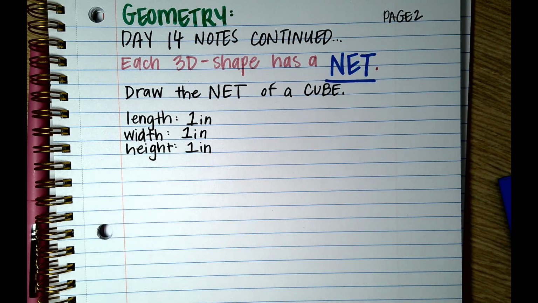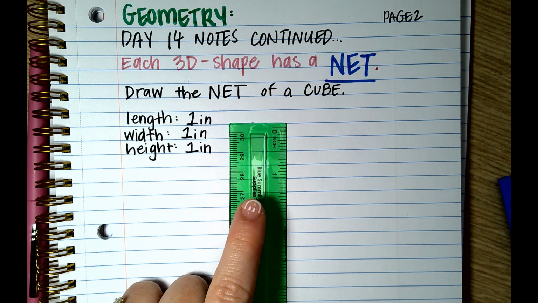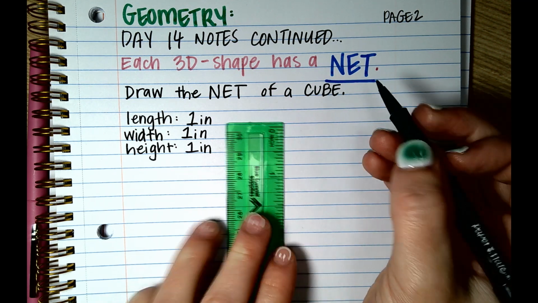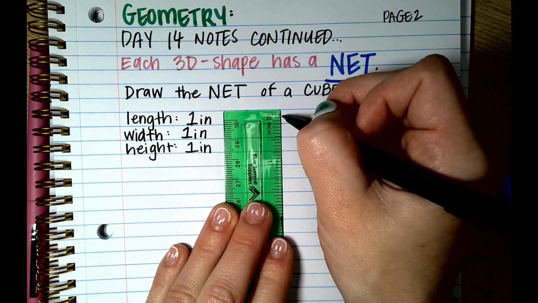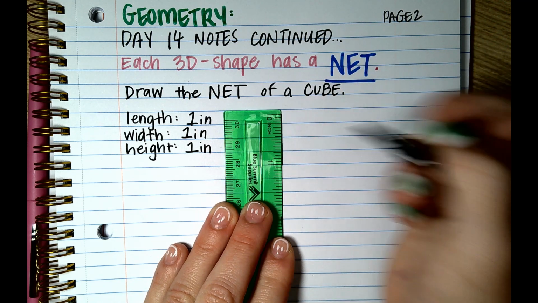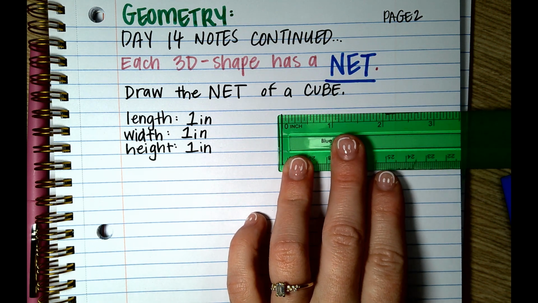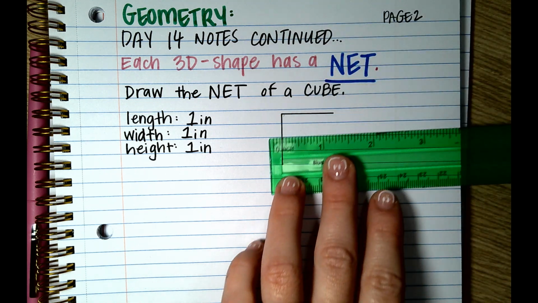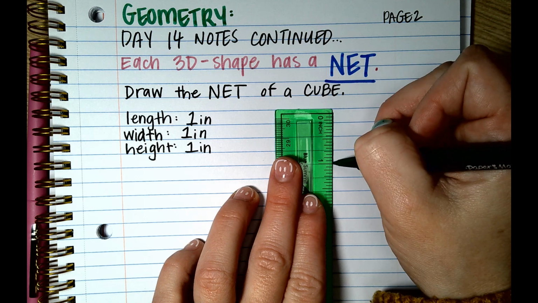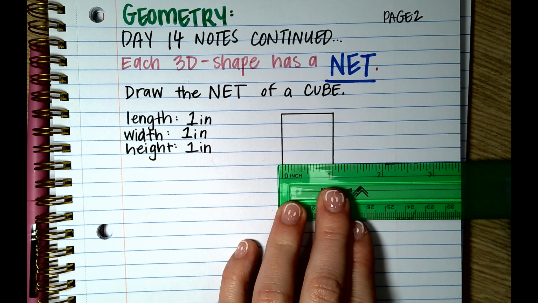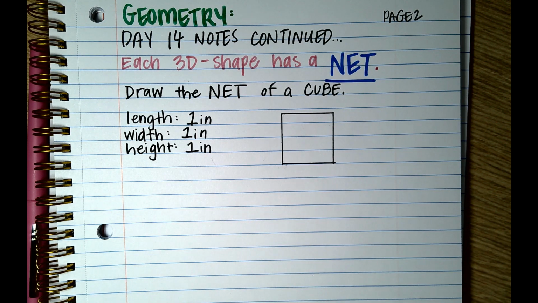So we can use our rulers to make sure that we're drawing it accurately. We just need 6 of these squares. So I might start with 1 inch here and 1 inch here, 1 inch here, and 1 inch here. So there's my first square, 1 inch.